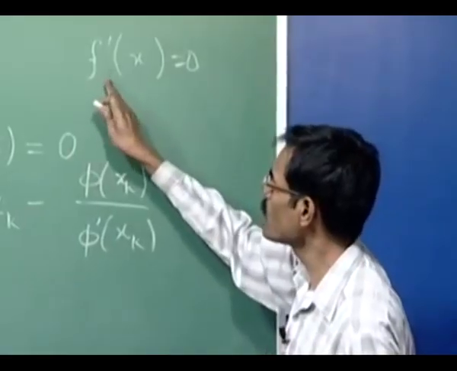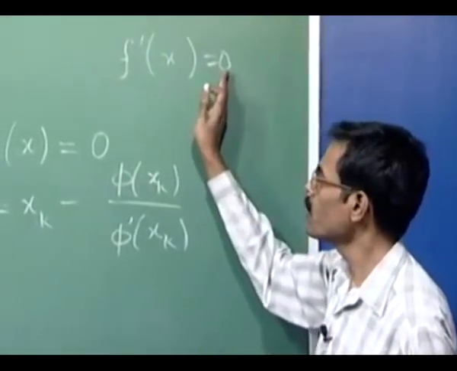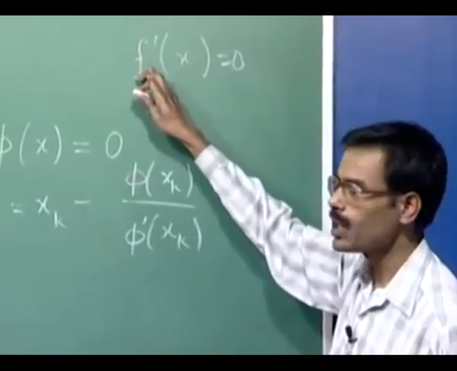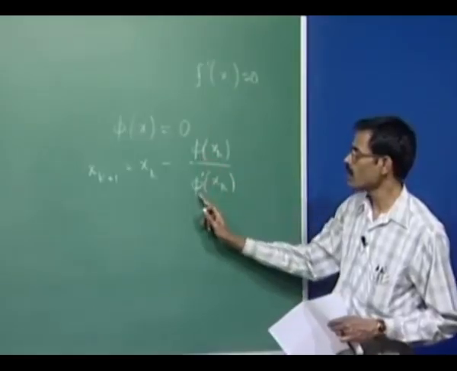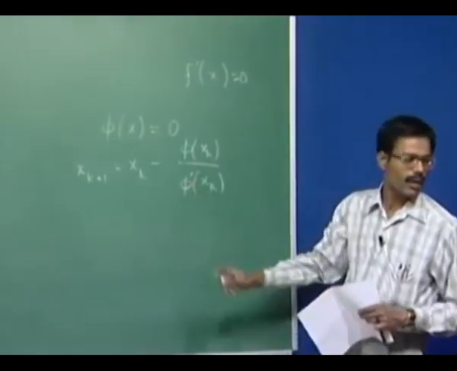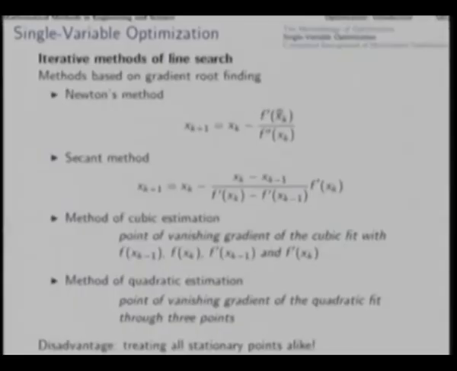So, if we want to solve this equation f prime x equal to 0, then in place of phi, if we put f prime, then we get f prime here, f double prime here, that is second derivative. That is the typical Newton's method for optimization of a single variable function. One difficulty of this is that this formulation will not differentiate between a minimum point and a maximum point, or an inflection point with 0 first derivative.